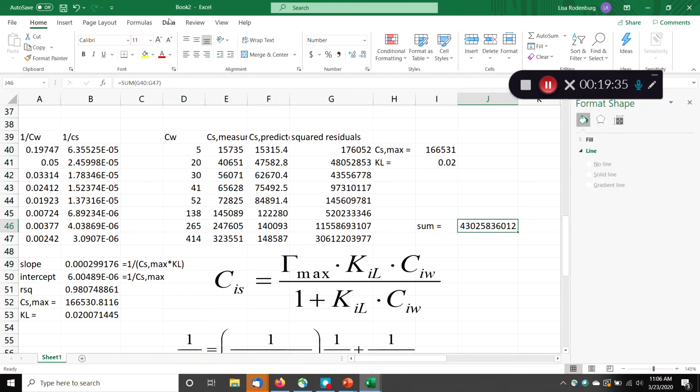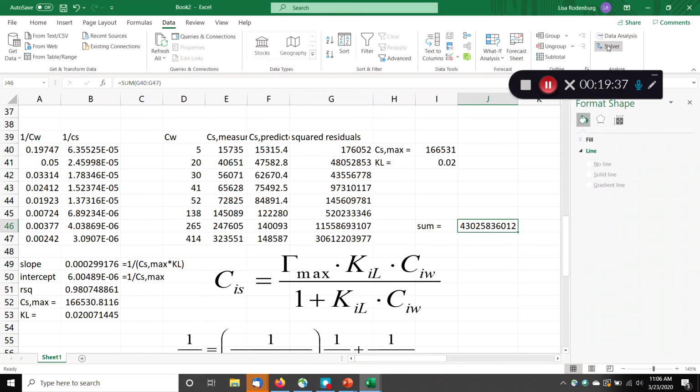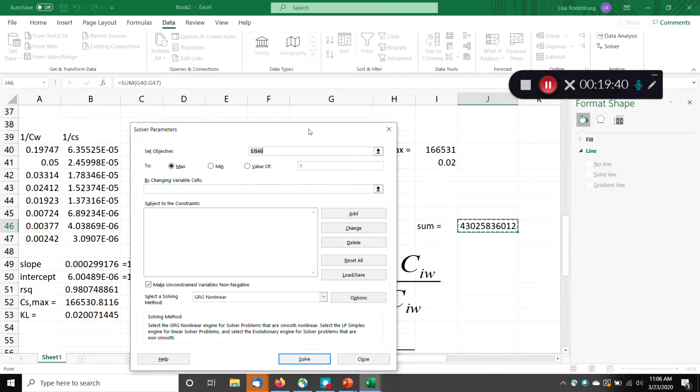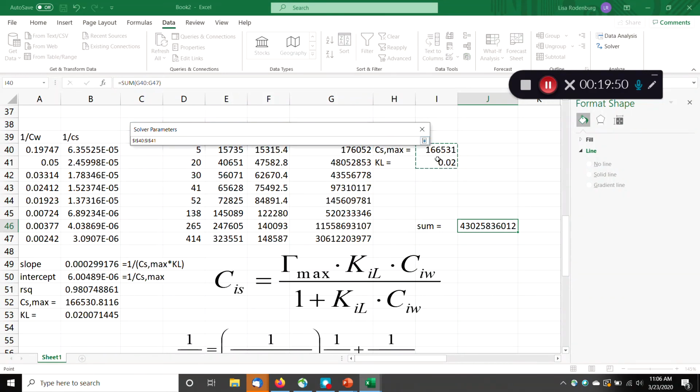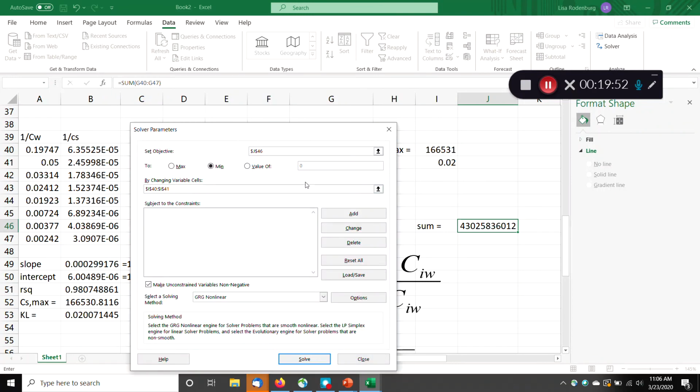This is the number we're trying to minimize because it's the sum of our squared residuals. So we can use this fancy thing called the solver. The solver says, what's your objective? My objective is this cell right here. What do I want to do with it? I want to minimize it. How am I going to do that? By changing these two variables right here. Those are the two variables I get to change.